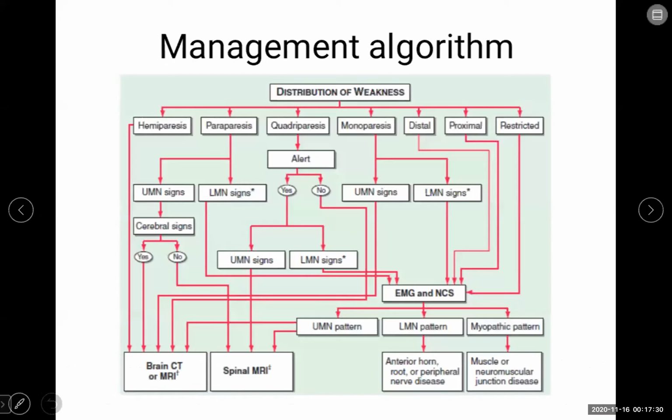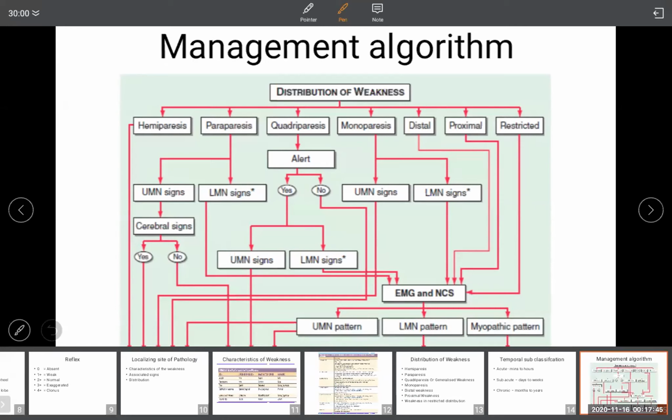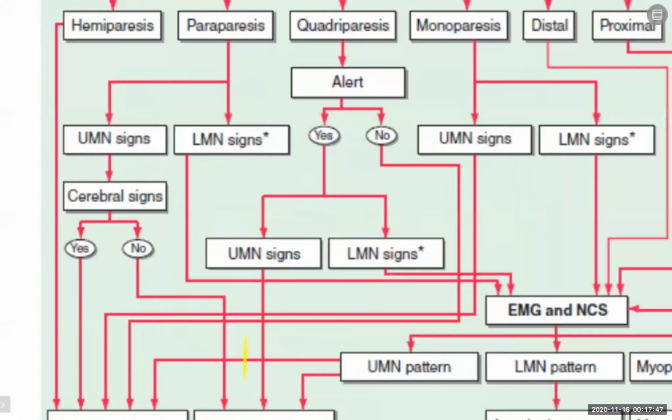So yeah, now we'll go on to the final management algorithm. So first, based on the distribution of weakness, whether it's a hemiparesis or paraparesis, you tend to evaluate further and see what will be the more appropriate initial investigation. So we'll focus on one at a time.